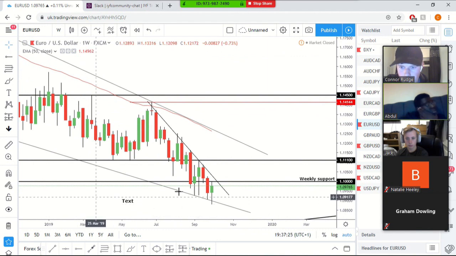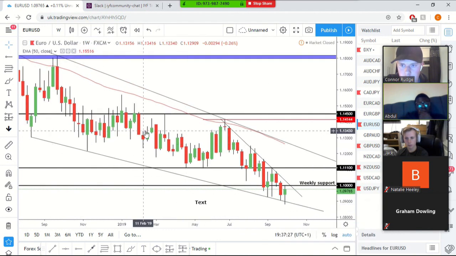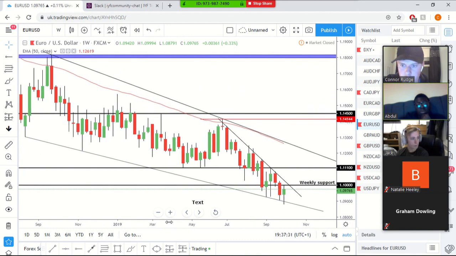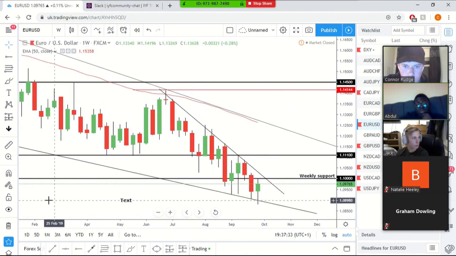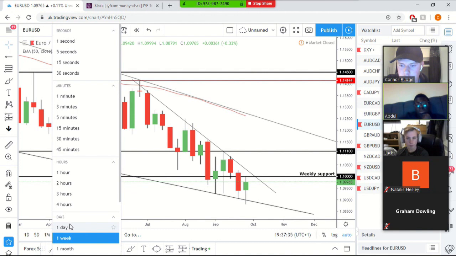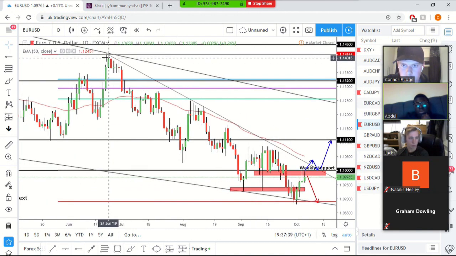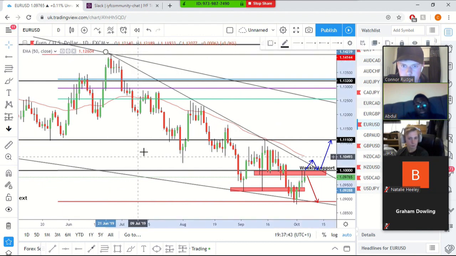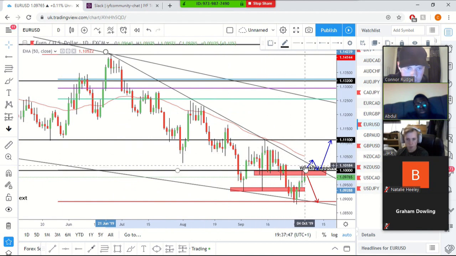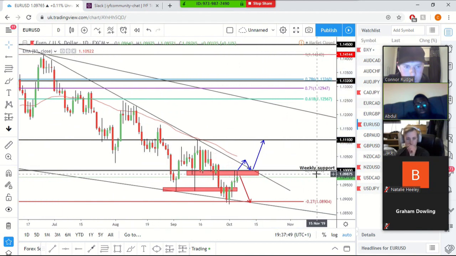So you can see here, we're stuck in this channel currently. We've been in this channel for about a year now, and you can see we've had multiple touches from the bottom and the top. More recently, if we move on to the daily, we've got this trend line here. If you just readjust that, we've got one touch here, two touch, three touch, and then we're back into this weekly support of 1.1.